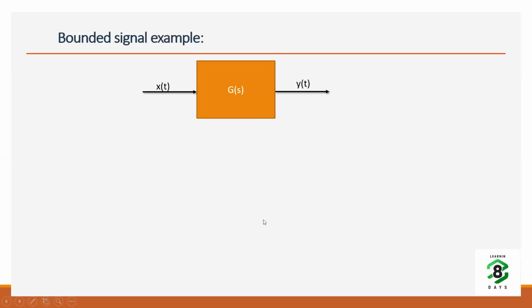Okay, let's say you have a system whose output is y(t), and the input is given as x(t), and the transfer function in S domain is G(s). We can have the time domain transfer function as well, but I'm just looking into the y(t). Now, if y is equal to 2x plus 3, can you conclude whether the output y is a bounded signal or not?